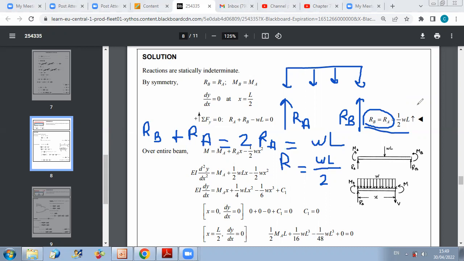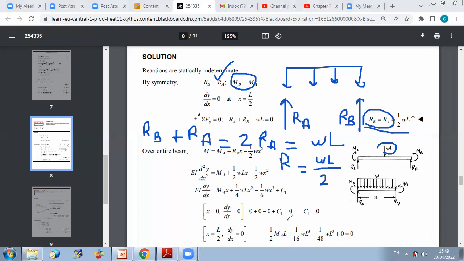Okay, but here the symmetry will help you a lot in reducing the computation, because from symmetry, RA equals RB, and together they support omega times L. So each one will be omega L over 2. So we were able to get RB and RA just from statics, while for the bending moment, we need to perform the deflection analysis. And this is what we did.